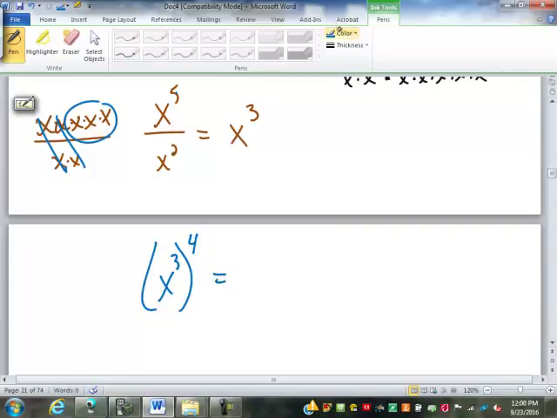x to the third to the fourth power is going to be x to the 12th. This is x to the third times x to the third times x to the third times x to the third. 4 of them. That's 3, 6, 9, 12. x to the 12th. When we're taking a variable with a power to another power, you multiply the powers. 3 times 4 makes 12.